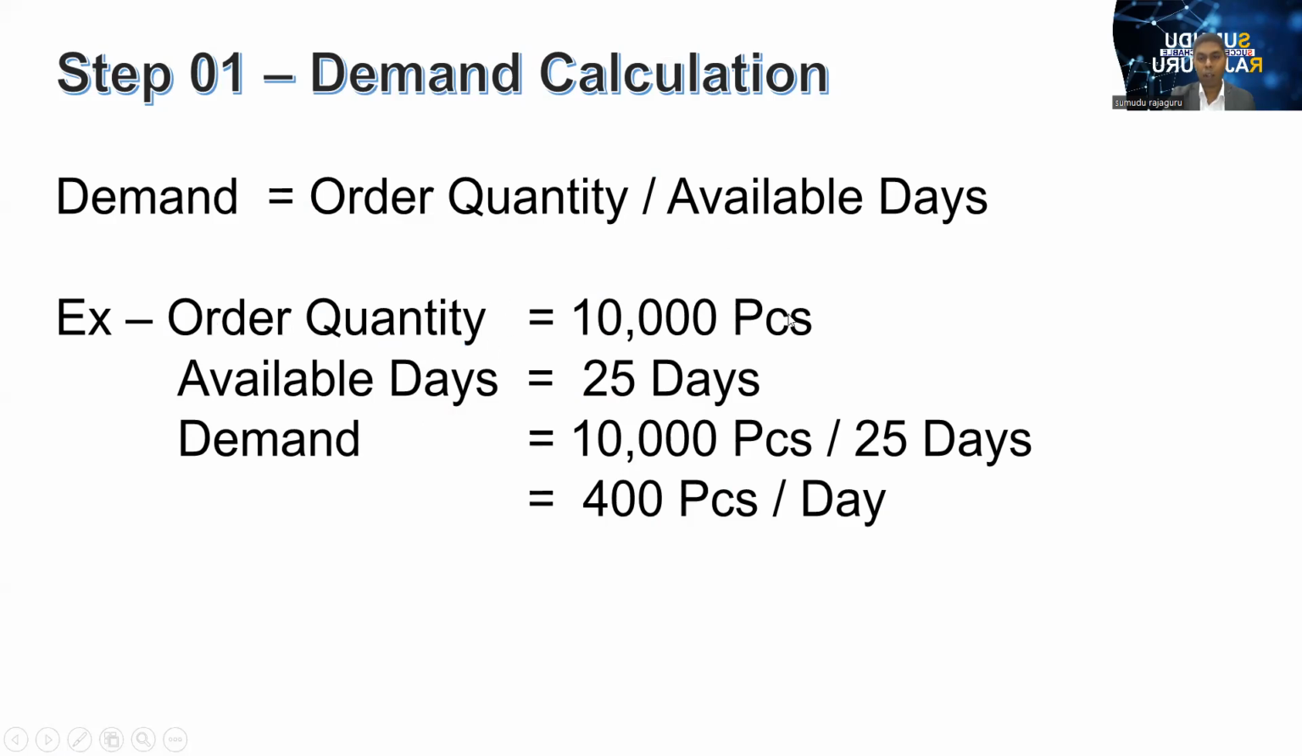Example also I put in here. Order quantity is 10,000 pieces. Available days 25 days. So per day demand is 10,000 pieces divided by 25 days, then 400 pieces per day. So that is the per day demand.